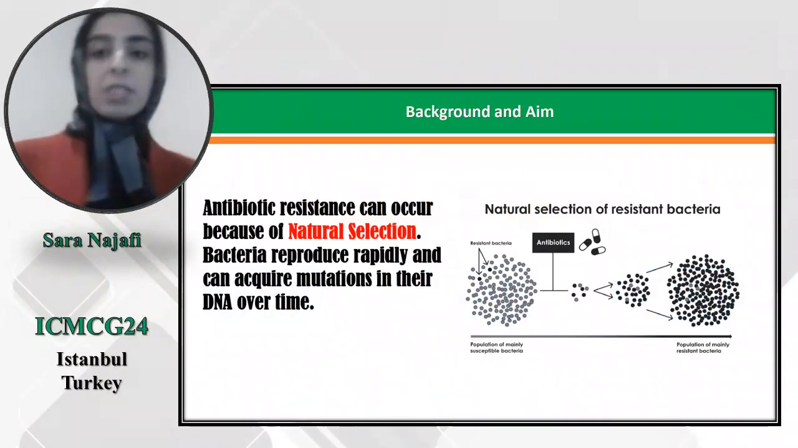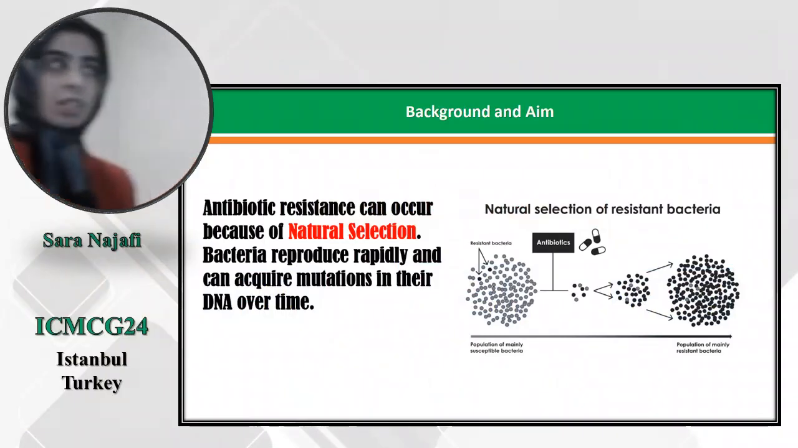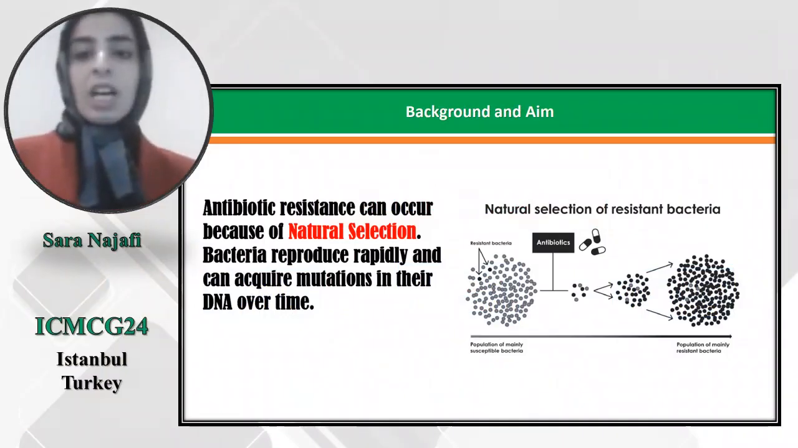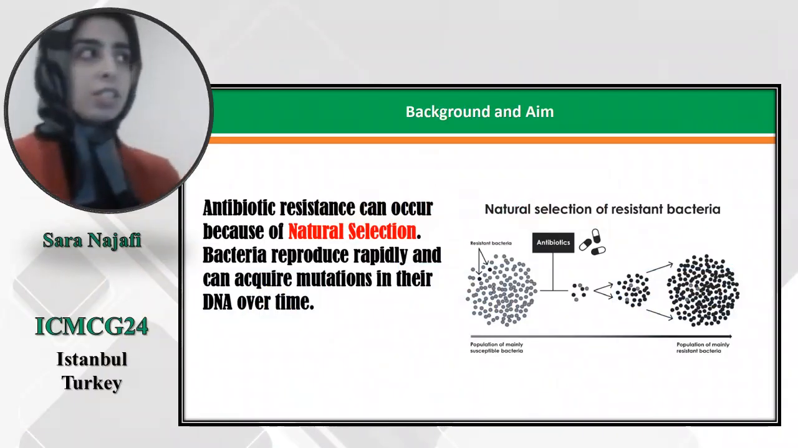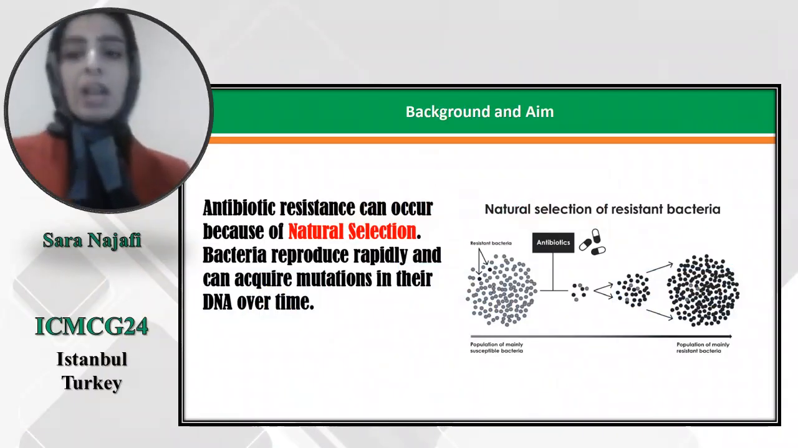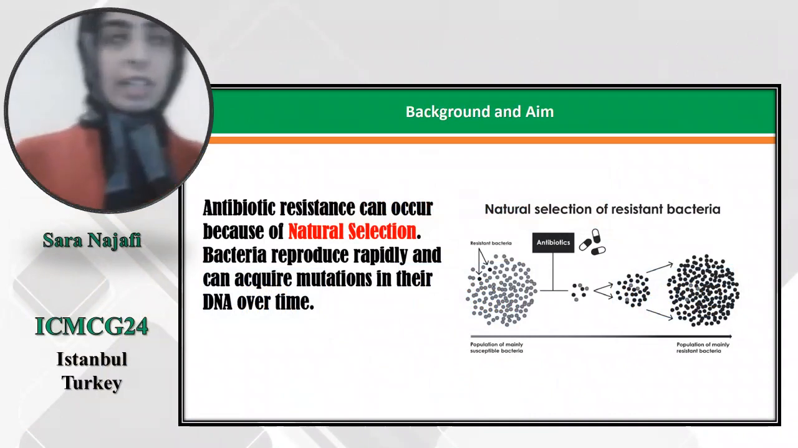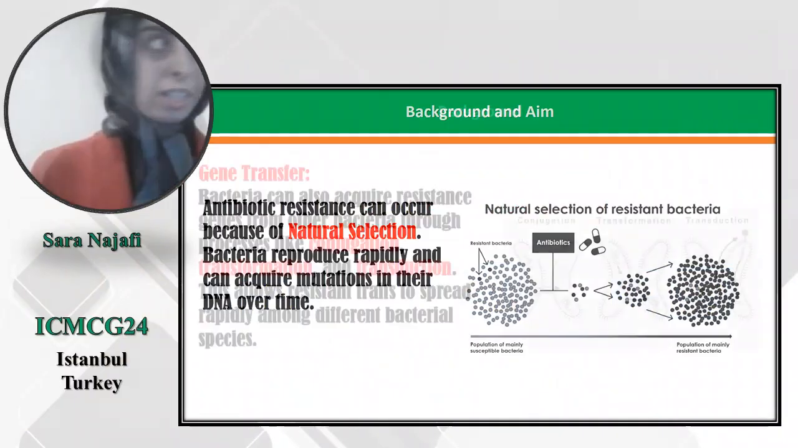One must say that antibiotic resistance can occur because of natural selection. It means that some susceptible genes in the bacteria's DNA may be lost during reproduction, but some resistant genes remain and are then reproduced rapidly, because reproduction in bacteria is really simple, and after a little time we can have a lot of resistant genes in bacteria.